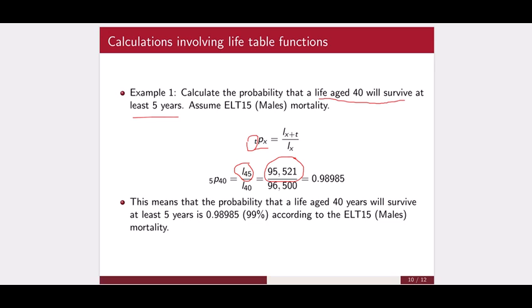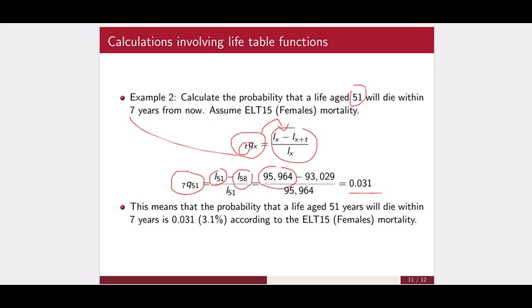Then when we evaluate this fraction, we would get 0.98985. We can express probabilities in terms of percentages also, and this can be written as 99%. This means that the probability that a life aged 40 will survive at least 5 years is about 99% according to these mortality tables.